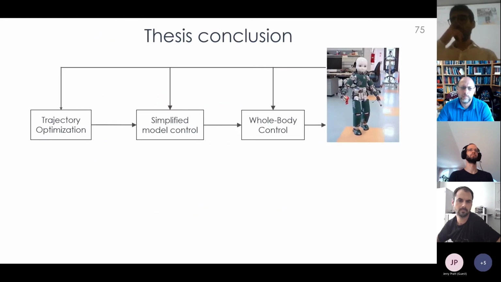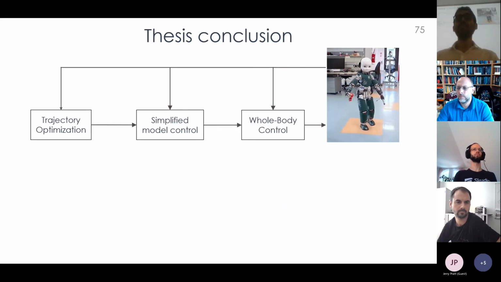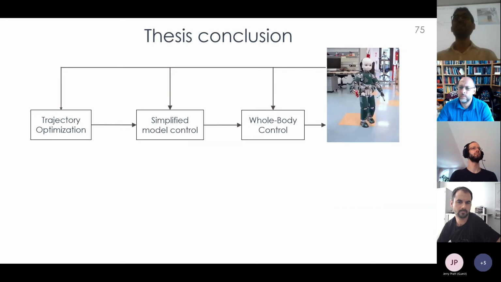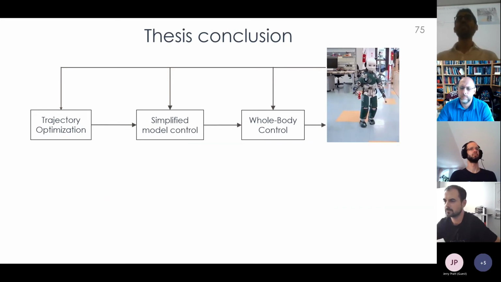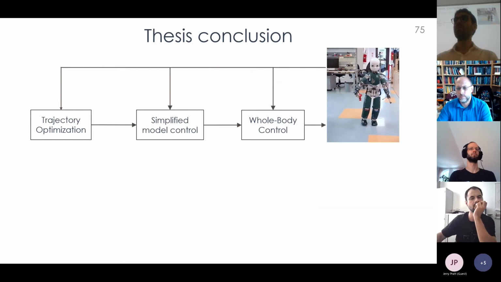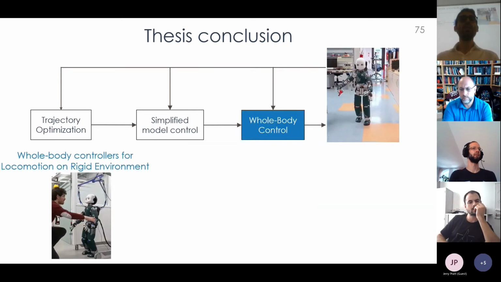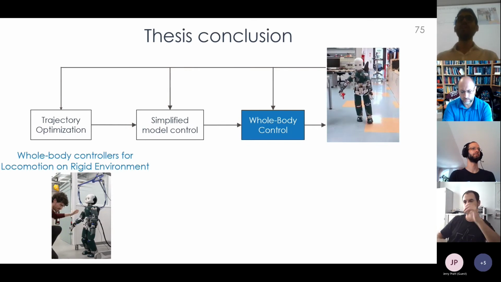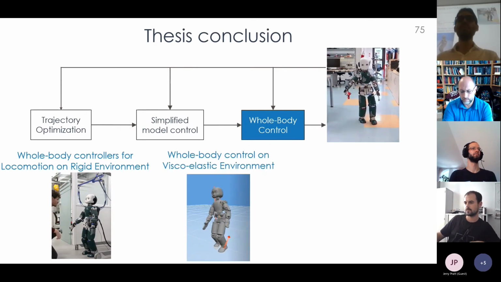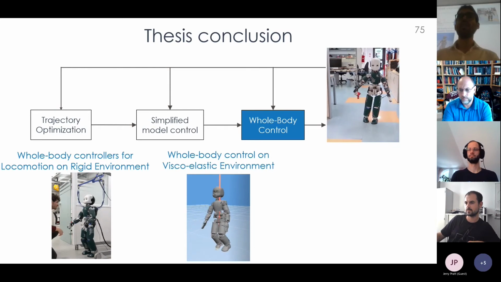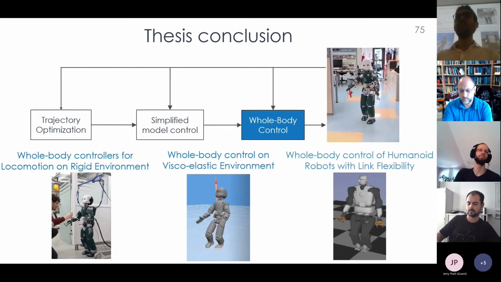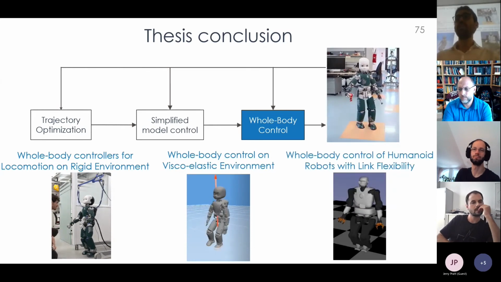So in conclusion, we start from the three-layer controller architecture. From this three-layer controller architecture, we focus on the whole body control layer. We start from a whole body controller for working on rigid environment. We remove the rigid environment assumption and we present a whole body controller for viscoelastic environment. And finally, I also remove the rigid link hypothesis.